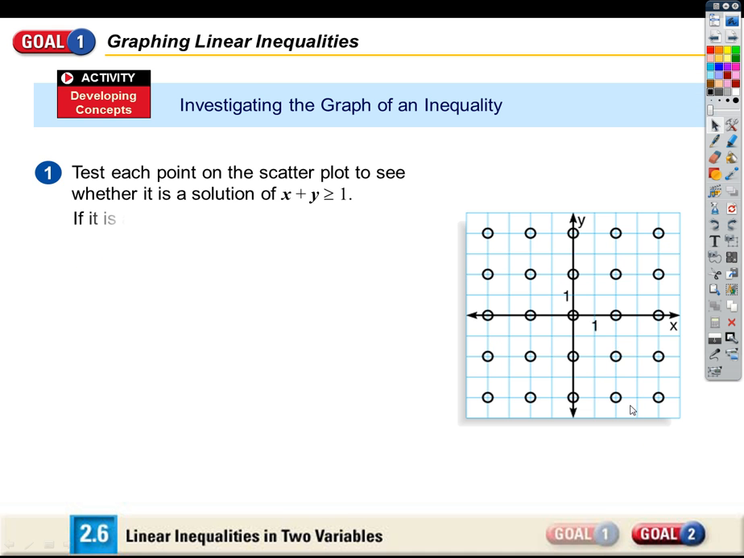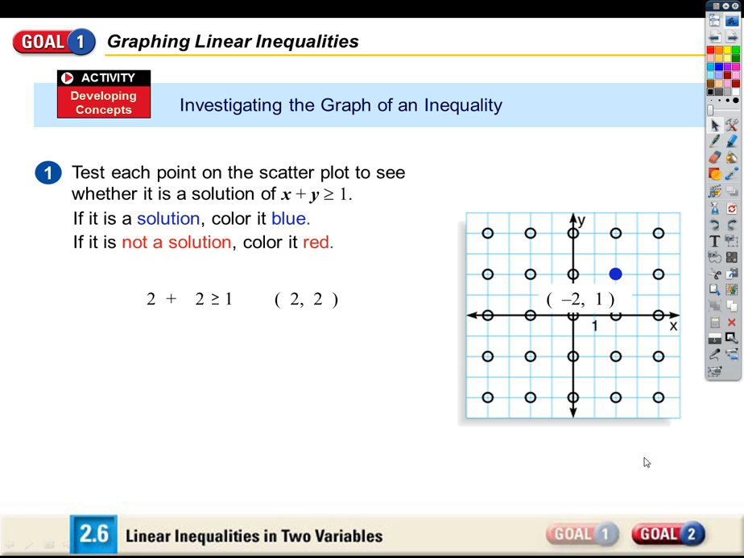Okay, so let's see what happens here. If we take the linear inequality x plus y is greater than or equal to 1, if it's a solution, we'll color it blue. If it's not a solution, we'll color it red. And let's see if there's a pattern, something going on here. So if we try these things, 2, 2. Well, if we plug 2, 2 in, it's not a solution.